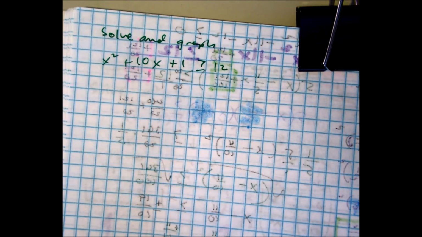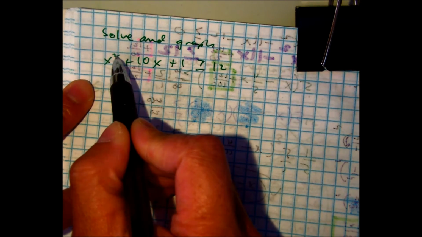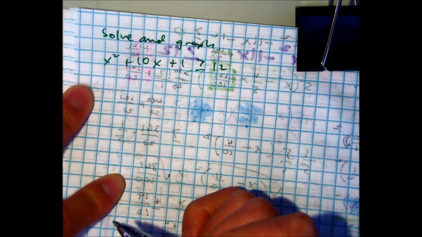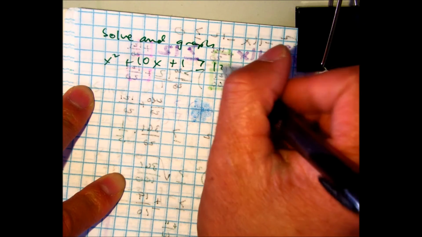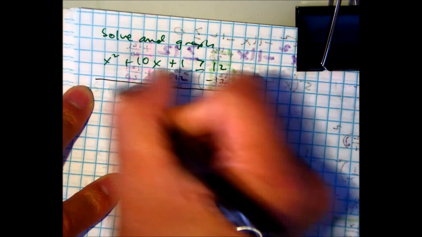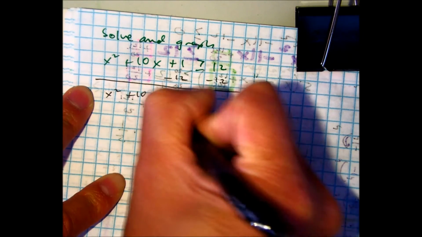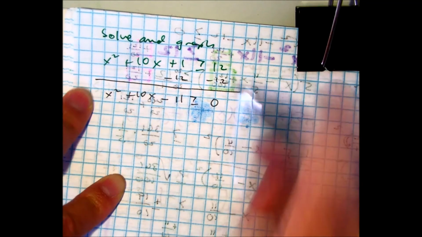Alright, in this problem we're asked to solve and graph x squared plus 10x plus 1 greater than or equal to 12. Pretend this is an equal sign. When you're solving anything to the power of 2, we need to set it equal to what? Set it equal to what number? 0. Subtract 12. X squared plus 10x minus 11 greater than or equal to 0.